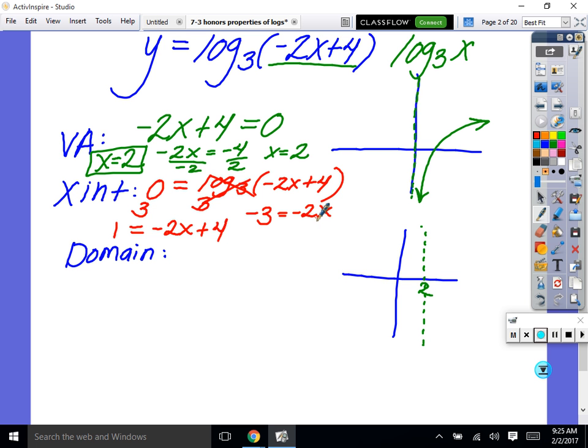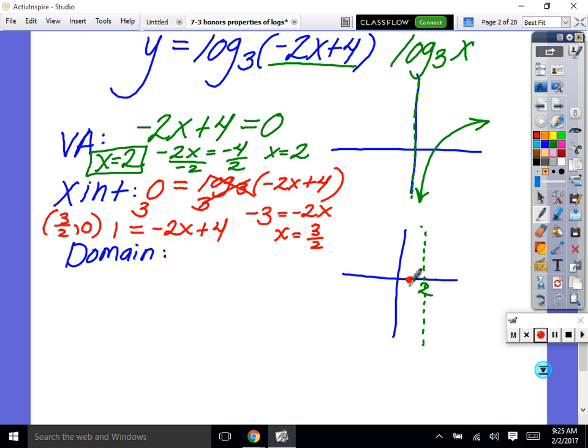Subtract 4, divide by negative 2, so x is equal to 3/2, right? Positive 3/2. So our x-intercept was 3/2, comma 0. So that's over 1.5, comma 0, and that's where it's crossing the x-axis.